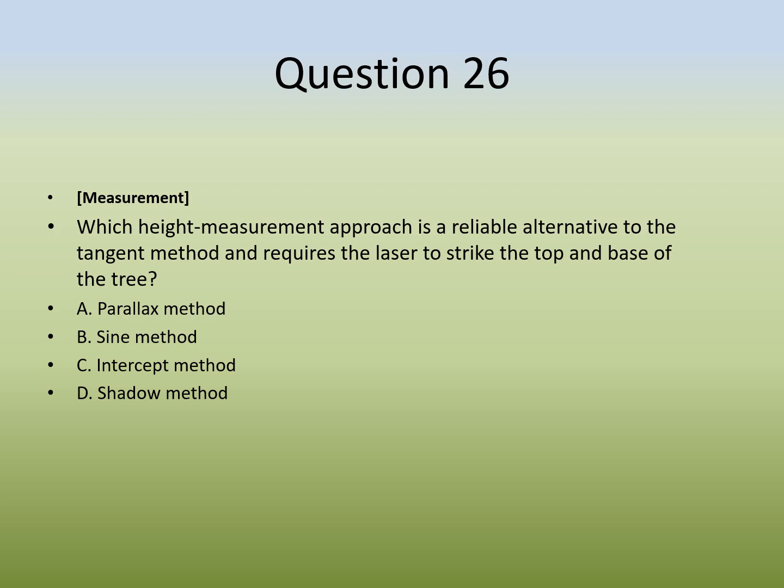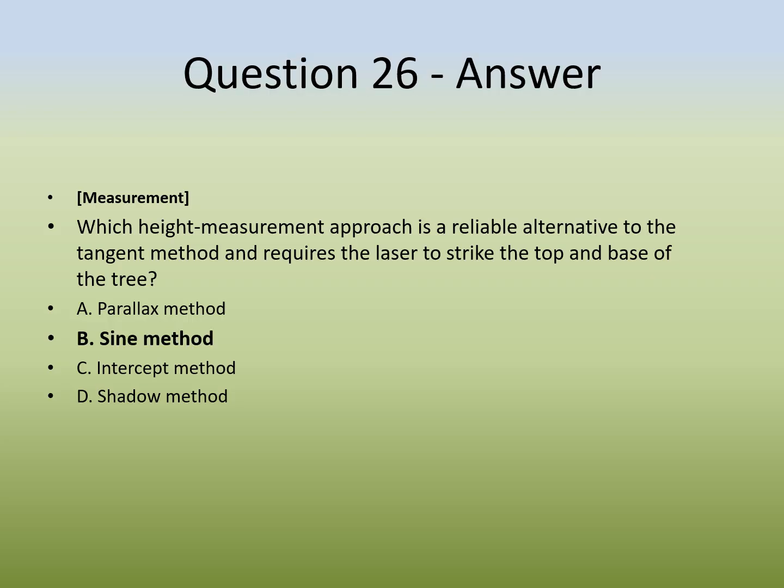Question 26. Which height measurement approach is a reliable alternative to the tangent method and requires the laser to strike the top and base of the tree? A, parallax method. B, sine method. C, intercept method. Or D, shadow method. The answer is B, the sine method.